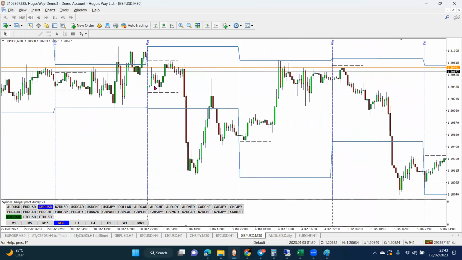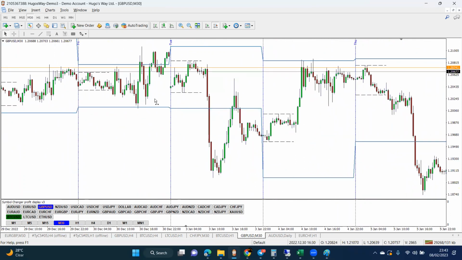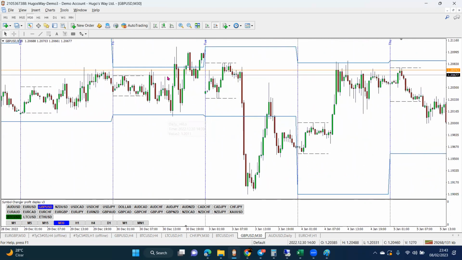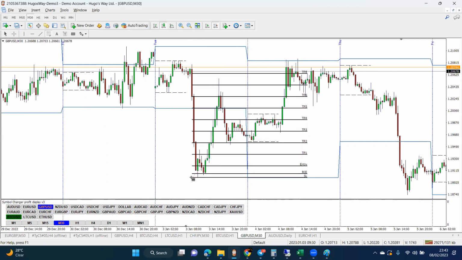This is GBPUSD. You could also do this on 1 hour, right? You don't have to do this on 30 minutes. You could do this on 1 hour. So this happened to be Friday, Monday, beg your pardon. This was Friday. Yeah, so this is Tuesday. Tuesday basically took out Friday low here, and then you have the lowest bearish candle here, and then you have your trade somewhere around here.